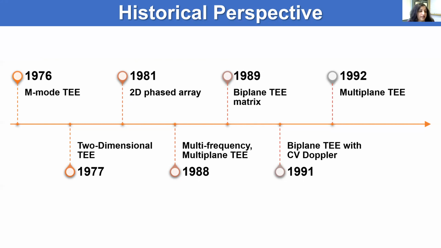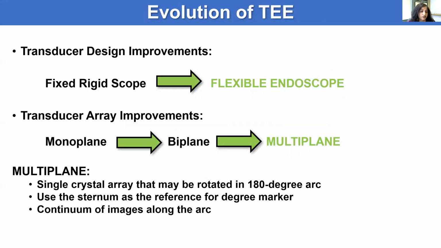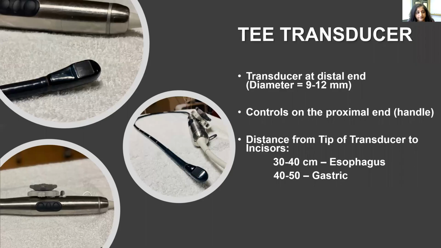Over the last several decades, TEE has evolved in technology. What was once a fixed or rigid scope is now a flexible endoscope. What was once a monoplane or biplane transducer is now a multiplane transducer. This means a single crystal array is housed in the transducer, and this may be rotated in a 180-degree arc. Images can then be obtained all along these 180 degrees.